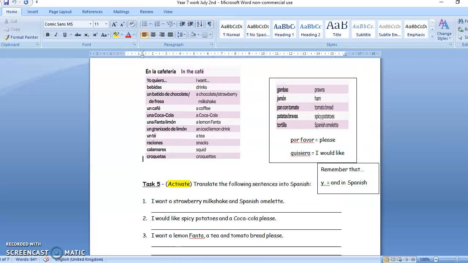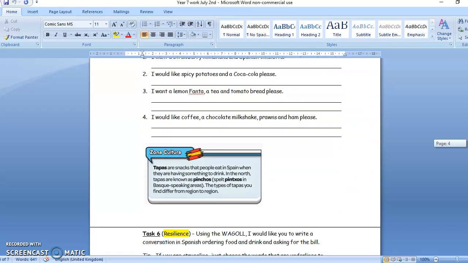Be really careful when you are copying. Okay, this vocab. Have this vocab in front of you. Really focus on your accuracy in Spanish.